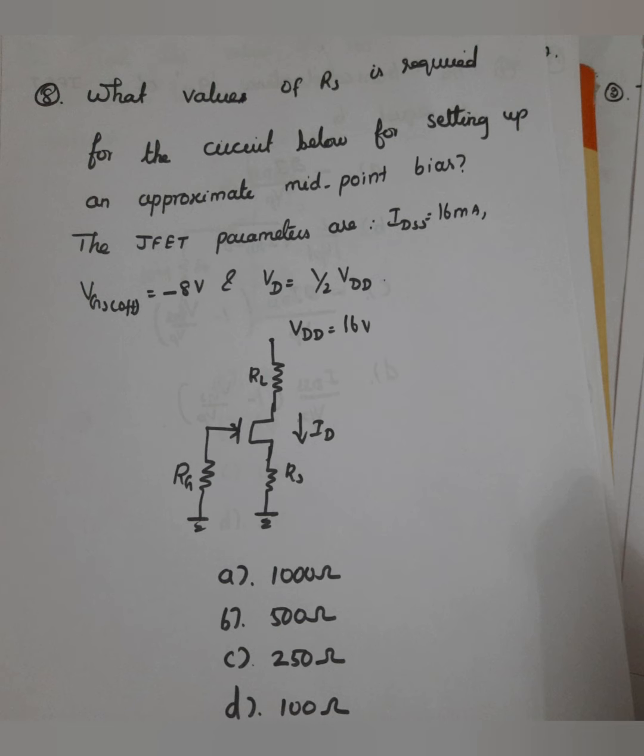Eighth question, what value of RS is required for the circuit below for setting up an approximate midpoint bias? The JFET parameters are IDSS is equal to 16 milliamps, VGS off is equal to minus 8 volt and VD is equal to half VDD. From these parameters, find the RS value.